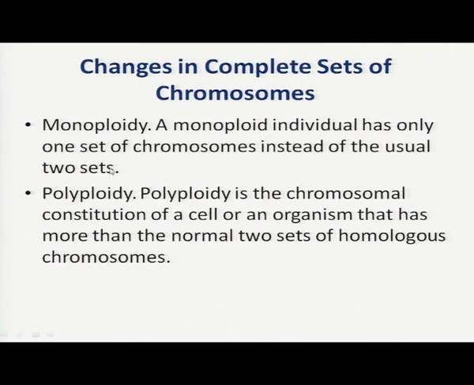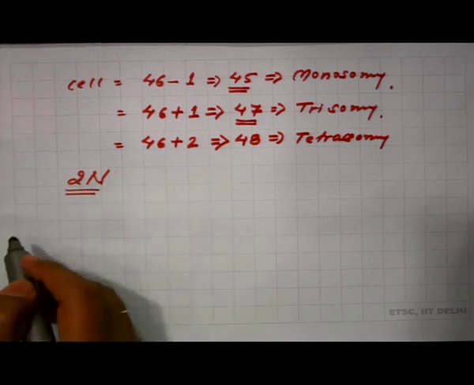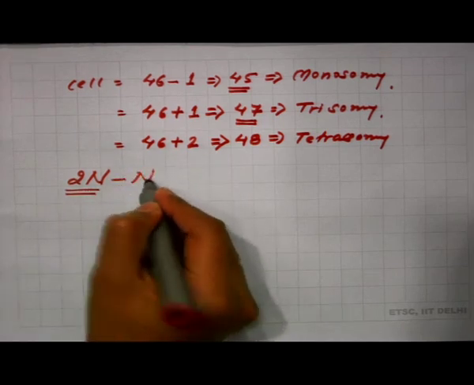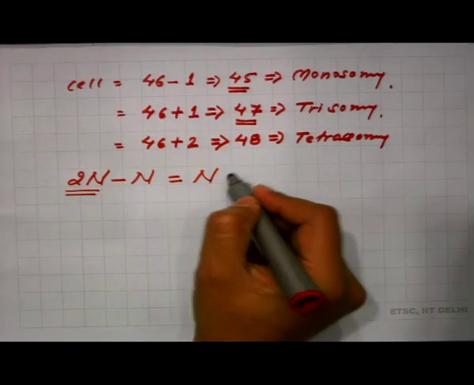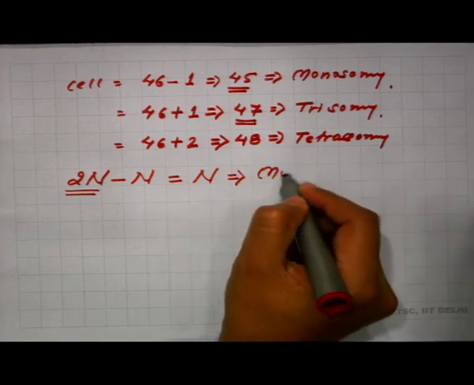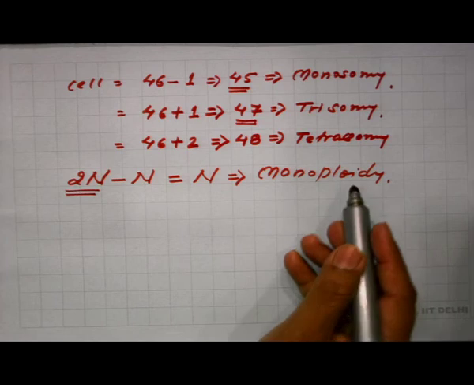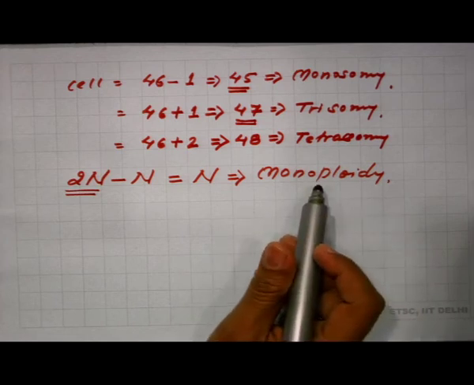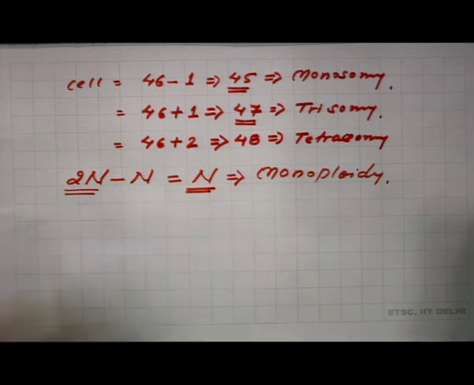So, normally all the living organisms have 2 sets of chromosome, which is denoted as 2n, and if there is loss of one complete set from there, it will lead to only one set of chromosome, and such type of organism or cell is called monoploid. So, a monoploid organism or cell is one in which only one set of chromosome is there because of loss of one set of chromosome from the complete set of chromosome.